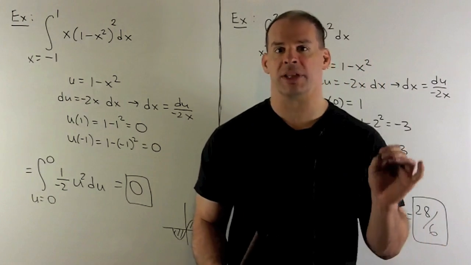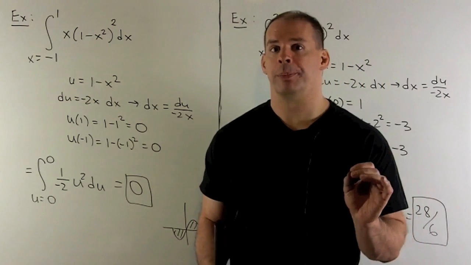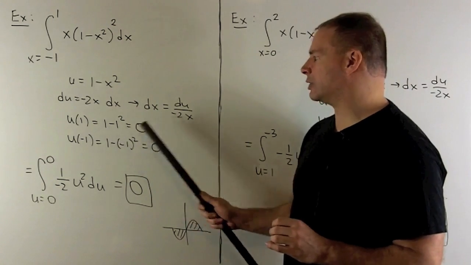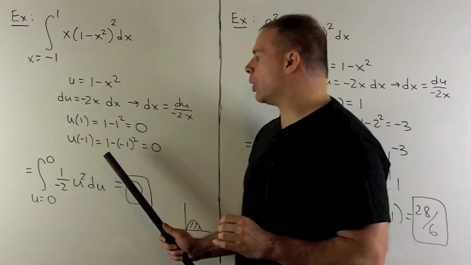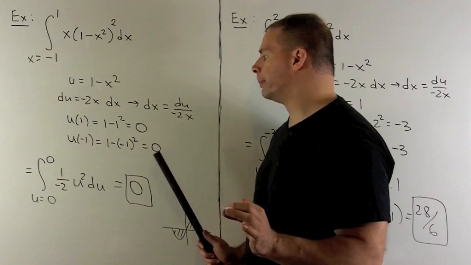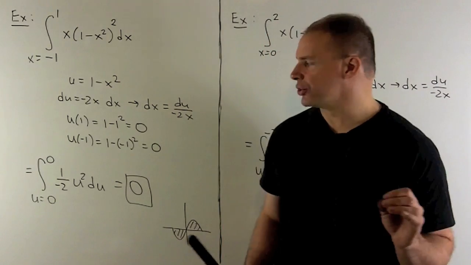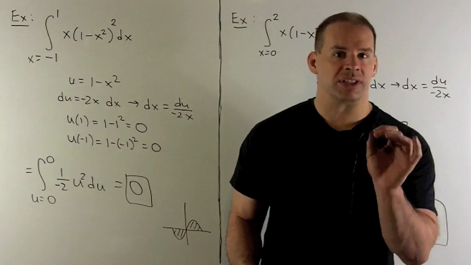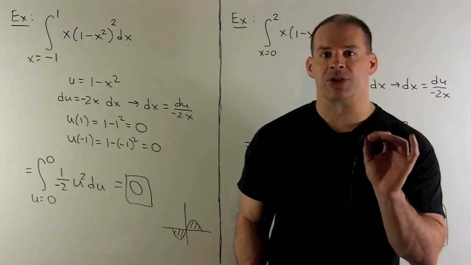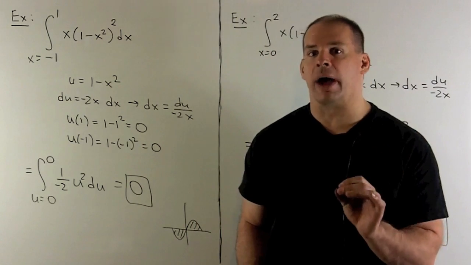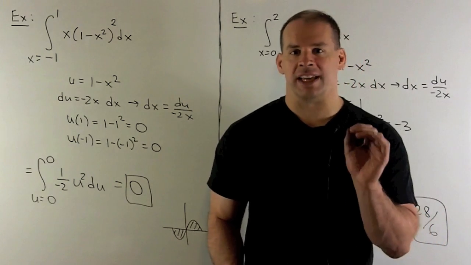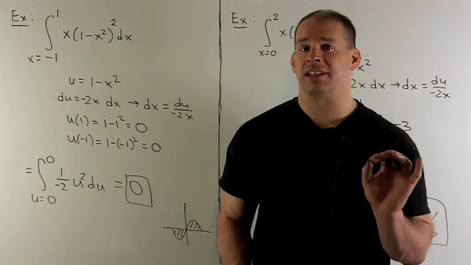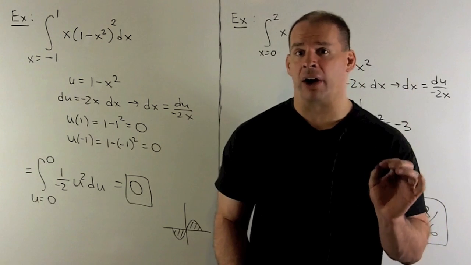We change our limits from x to u. So u of 1 equals 1 minus 1 squared, which gives me a 0. U of minus 1 also gives me a 0. So with our change of variables, you'll note the limits of integration are the same. This is not a problem. Whenever the limits are the same, we automatically get a 0 out. Here, you're trying to take the area of a line segment going from the graph of the function to the x-axis, so there's no area there.